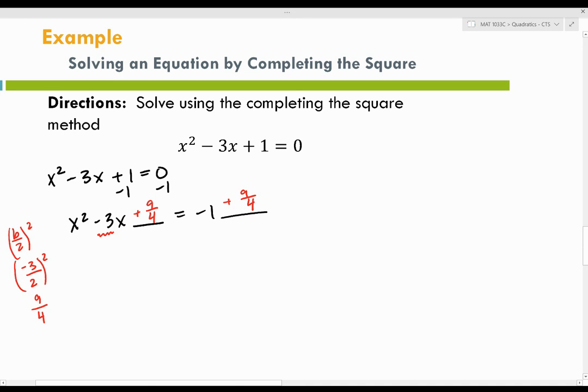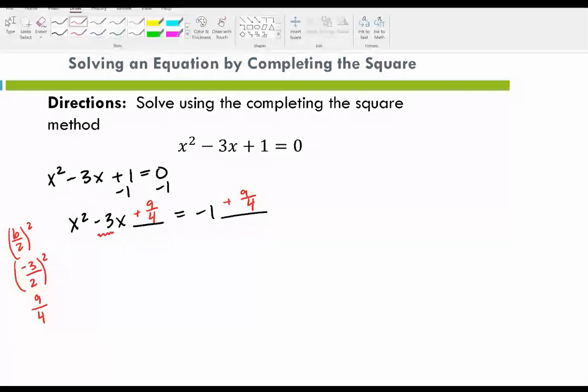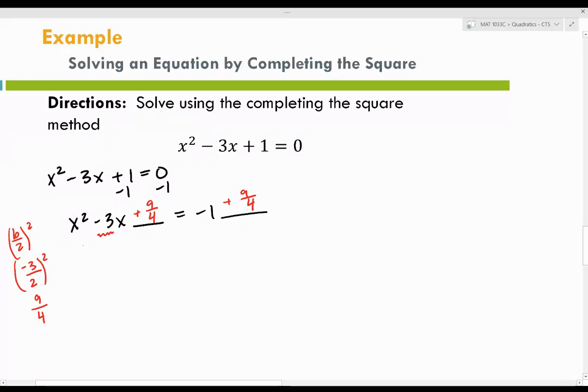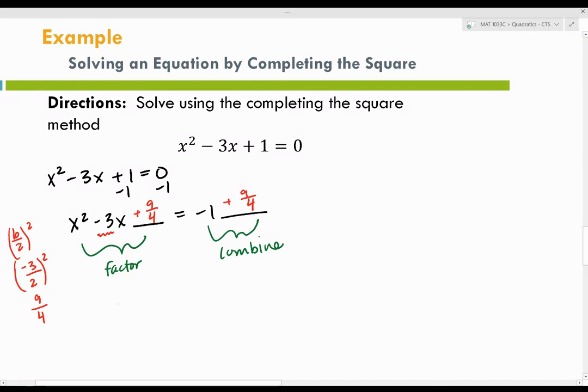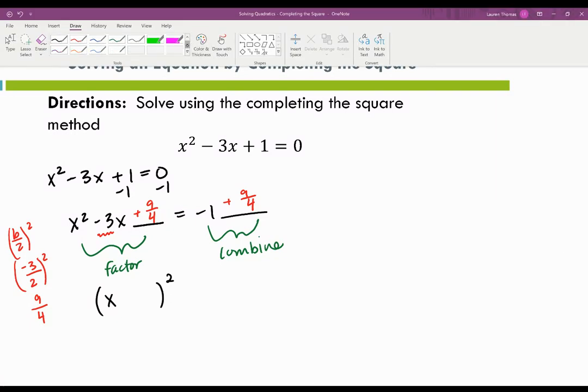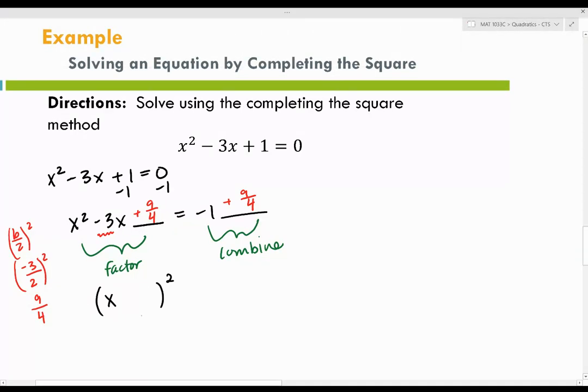Now our left-hand side should factor. And our right-hand side, we're going to combine. So when we factor the left-hand side, we're going to draw our set of parentheses. Our variable is going to go in the front. And remember, the value that goes inside of that parentheses is b divided by 2 before we squared it. So our b divided by 2 was -3 over 2.